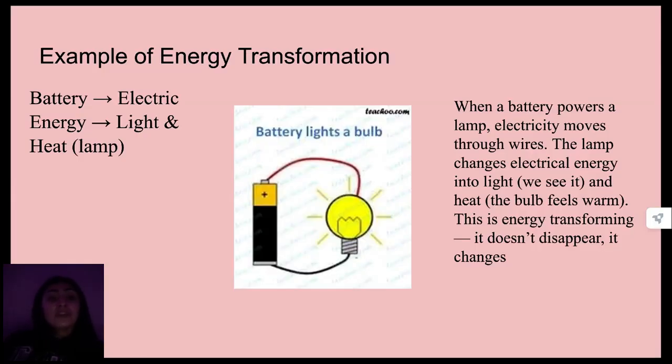An example of energy transformation is a battery that can move energy through a light bulb, which then lights up the light bulb. You have the battery, electrical energy, which goes into light and the heat in the lamp. When a battery powers a lamp, its electricity moves through the wires. You can see how it starts off. The battery's energy is what makes the light bulb light up. The lamp changes electrical energy into light, and we see it. And the heat from the bulb feels warm. This energy is transforming. It doesn't disappear, it only changes.